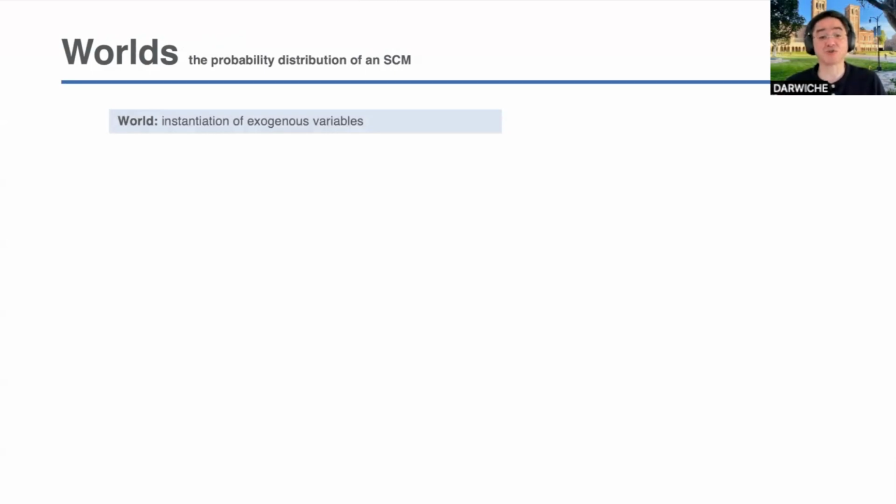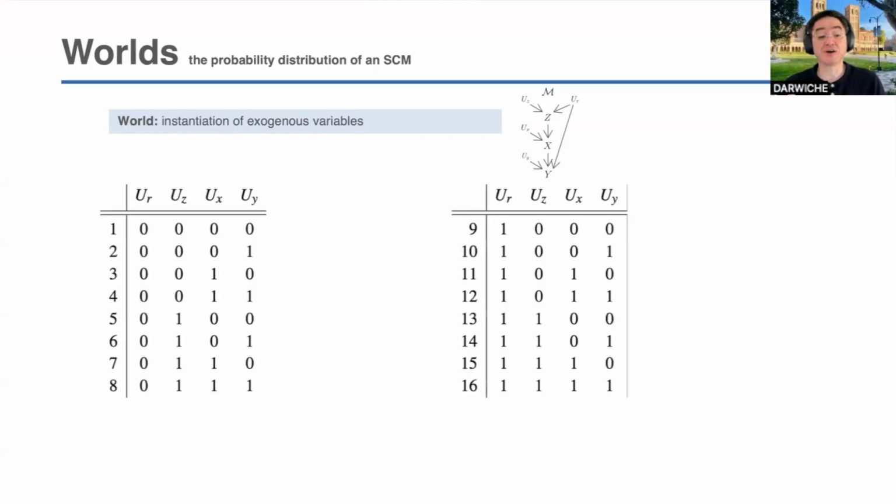In a structural causal model, a world is an instantiation of the exogenous variables. So if you look at this example, even though I have 7 variables, I have 4 roots and 3 others. A world, or one state of the world, is only described by the state of the exogenous variables, these guys. So there are 4 of them, they're all binary, so there are 16 worlds. Why? Because, as you know, and as we said, once you know the values of these variables, the values of the other variables, X, Y, Z, are completely determined using the structural equations.